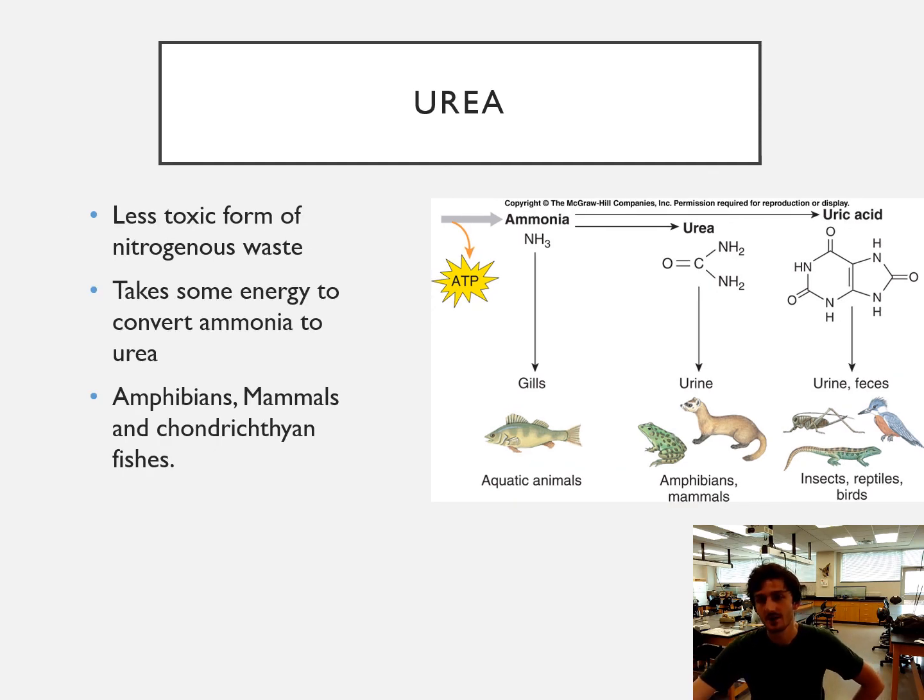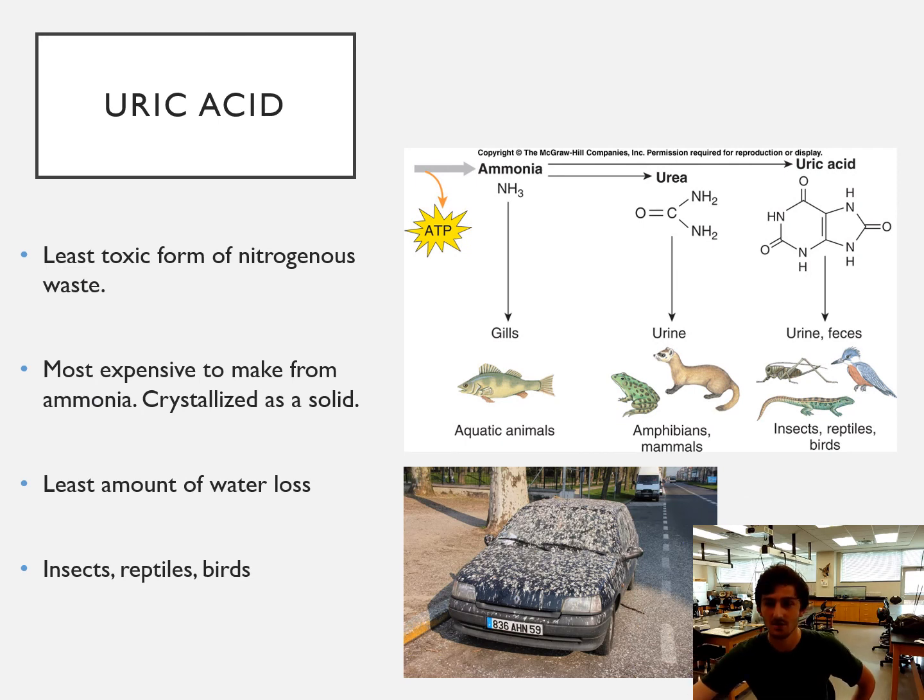Terrestrial organisms don't have that ability, so we have to maintain a certain level of water inside our bodies in order to survive. So we can't afford to just excrete ammonia and lose all that water. So we convert it to urea, which is a less toxic form of that nitrogenous waste. It takes a little bit more energy, but it's less toxic, and we don't lose as much water in this process. The most energetically expensive form is uric acid, but there's almost no water lost in this process.